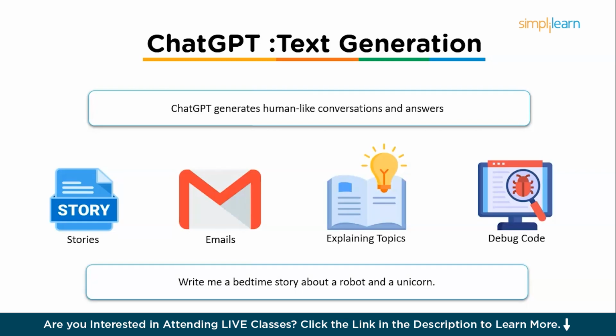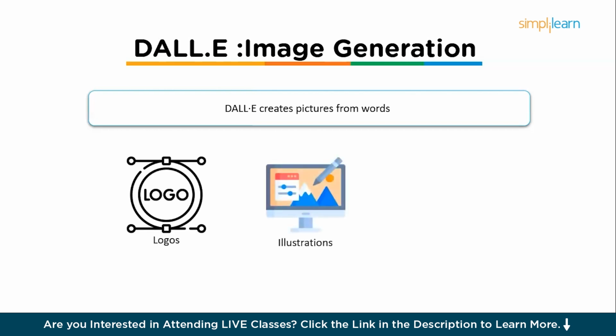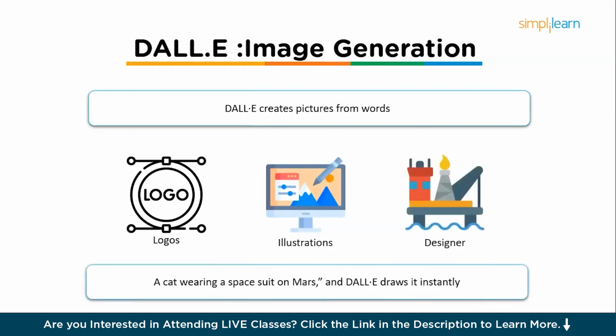So let's move on and see DALL-E, that is for image generation. DALL-E creates pictures from words, that is text prompts. Artists and marketers use it to generate logos, illustrations, or more without hiring a designer. For example, you type a cat wearing a space suit on Mars, and DALL-E draws it instantly.